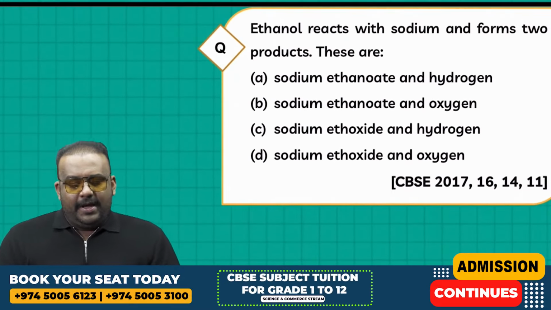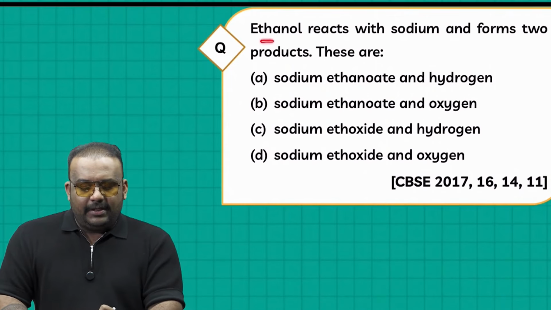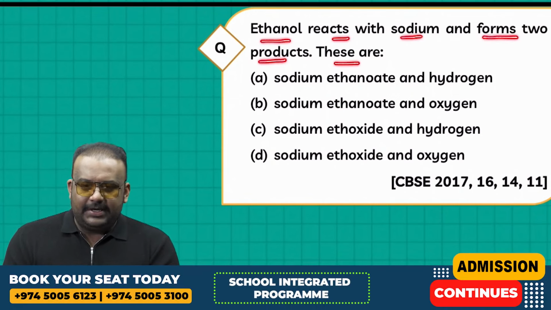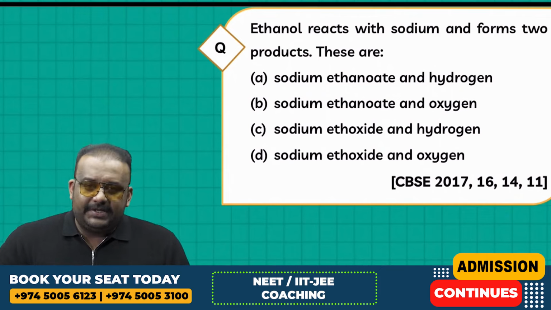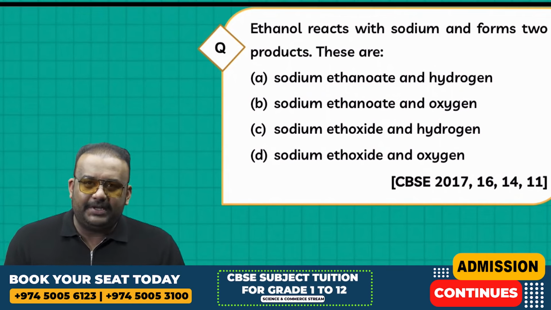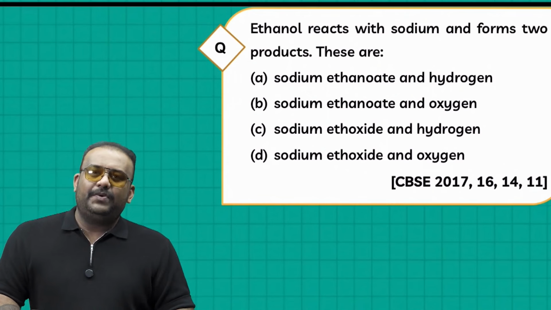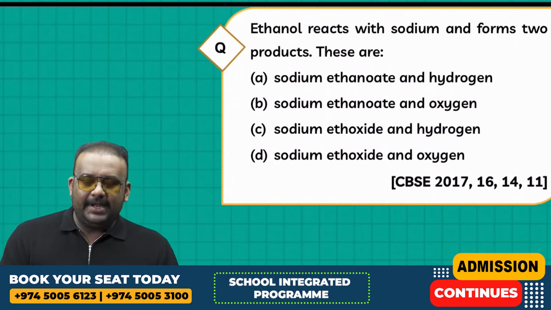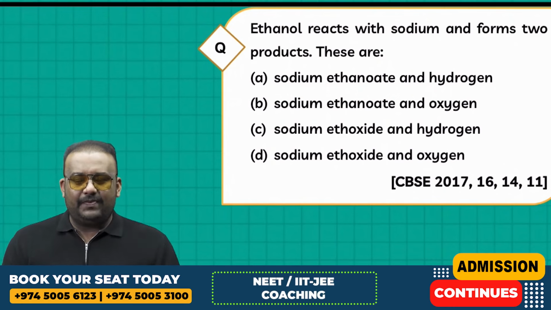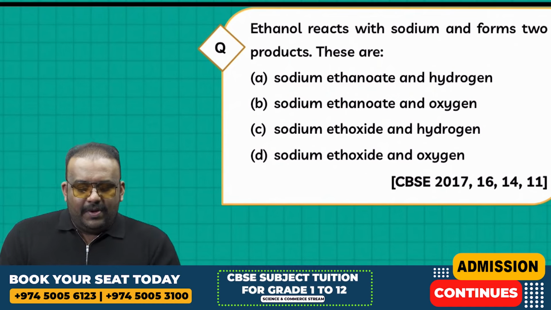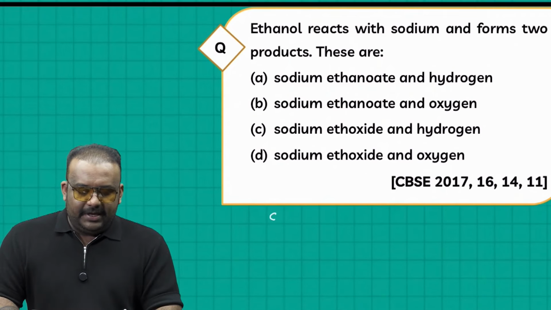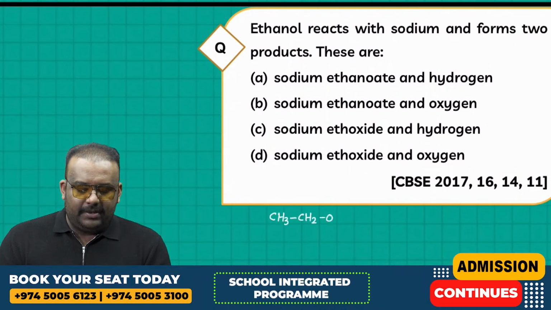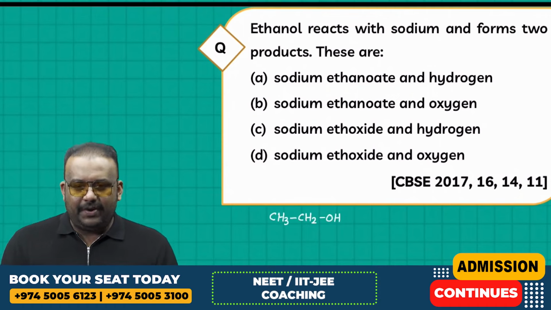The first question is, ethanol reacts with sodium and forms two products. These are... See, this is a question asked from the chemical properties of ethanol. You know that you have two important compounds whose chemical and physical properties need to be covered in this chapter. One is ethanol and the other one is ethanoic acid. So, ethanol, you know that it is the second member of the homologous series of alcohol. The first member being methanol, which is CH3OH.